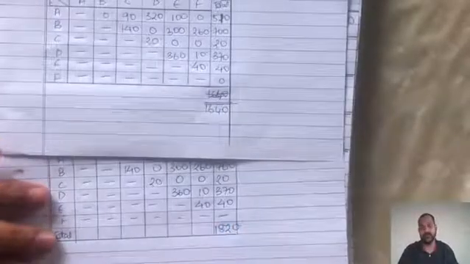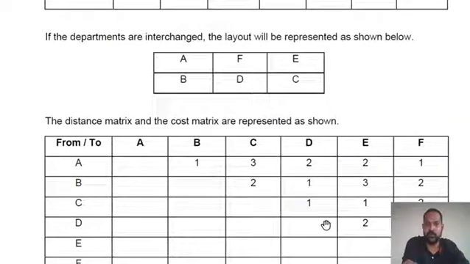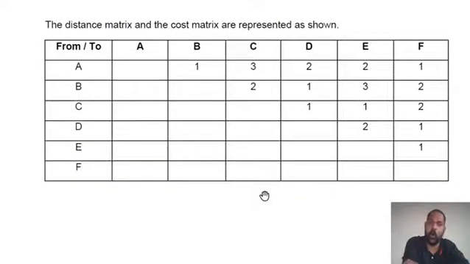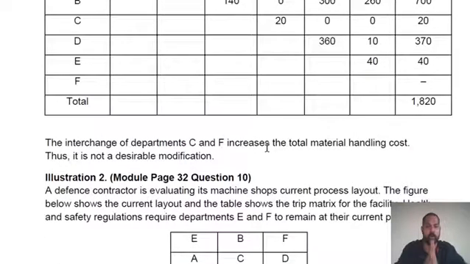Is it a good idea to change the departments? No. Don't change the departments, the cost is going to increase. So your conclusion is going to be the interchange of department C and F is going to increase the total cost of transport, and that is why it is not suggested. So what do they do now? For the new revised layout, they find a new hop cost and then they multiply it with the frequencies. What you realize is that the total cost of transport comes out to be 1820. What do we then tell them? The interchange of department C and F increases the total material handling cost. Thus, it is not desirable for modification. Do not do it. Not a good idea.